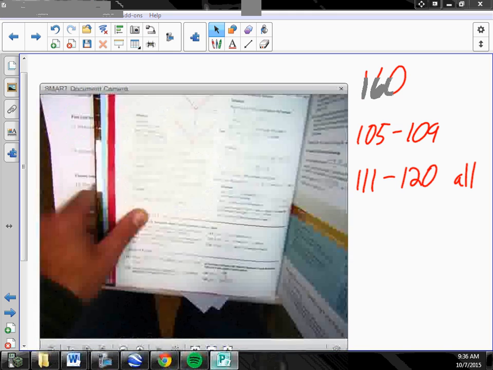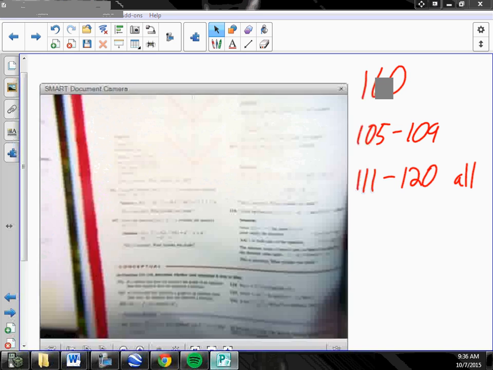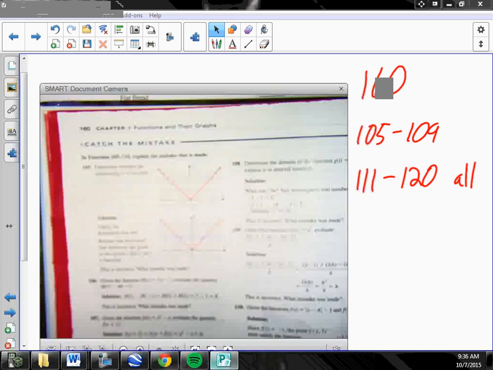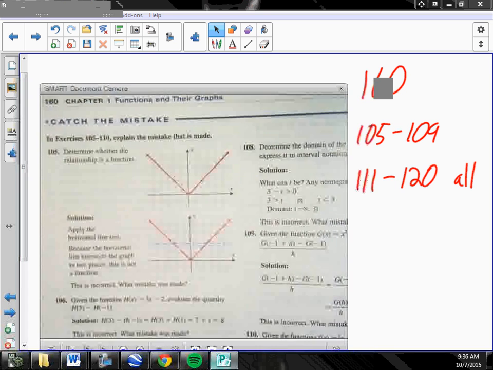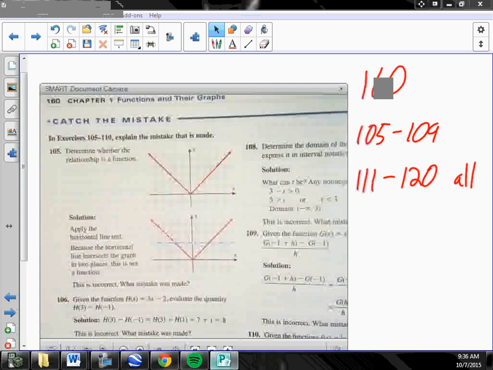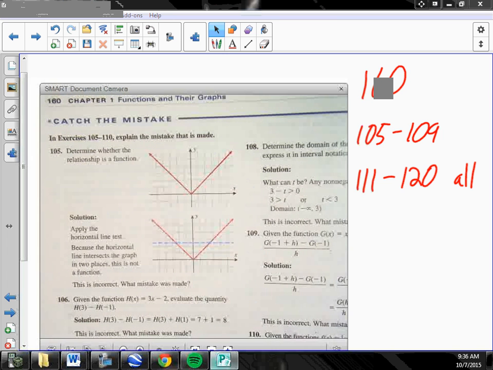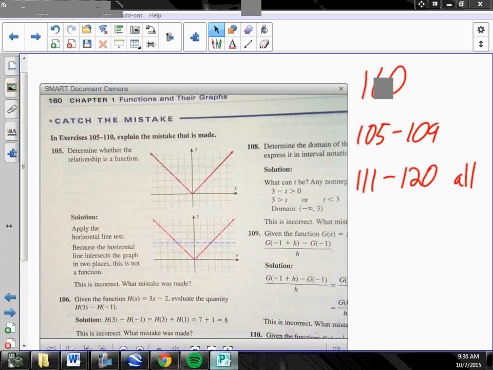Okay, the first set of problems says explain the mistake that is made. So for each of these problems, you're going to go through, there's a graph, there's an explanation, and somewhere along the way they make a mistake. Your job is to identify where the mistake is. And at the end of class, we'll go through each of those to verify that you understand how it works.